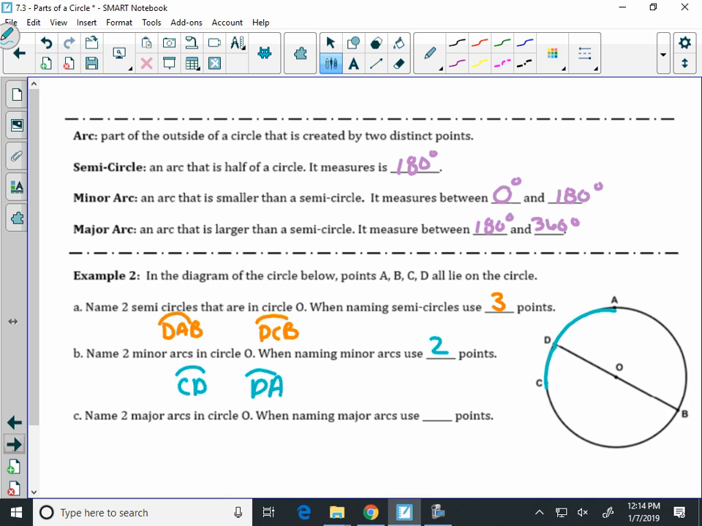Does anyone have any other ones, just for more practice? Parker, did you have a different one? CB? Yep. CB, that's a minor arc. It's less than 180. Trent, did you have another one? AB, yep. That's another minor arc. Less than 180. Sebastian? CA. That is another minor arc. Less than 180. So lots of correct answers. We just wanted 2. So go like about geometry. You can come up with all these different answers.